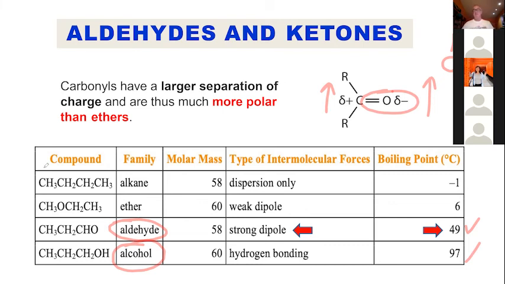So that makes a much bigger difference than just the smaller dipole that ether has, when you have a much stronger one because of the double bond.